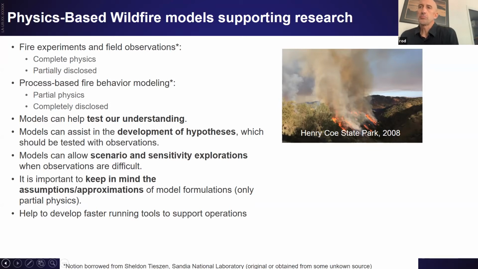There's no approximations there. Whatever you're seeing is the truth. However, it's really hard to dissect that and pick apart the pieces. If you're watching a wildfire in the landscape, it's really hard to know what the velocities are inside that fire or what the combustion environment really looks like. So we say they're complete physics, but only partially disclosed. Models, on the other hand, are only partial physics.